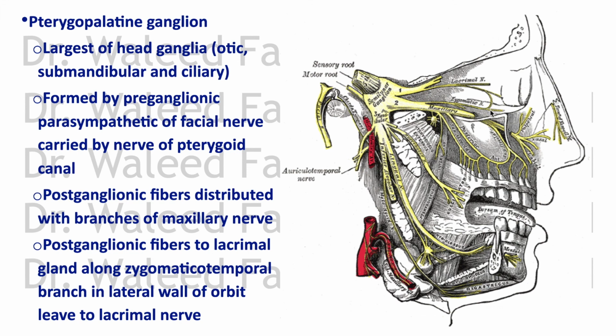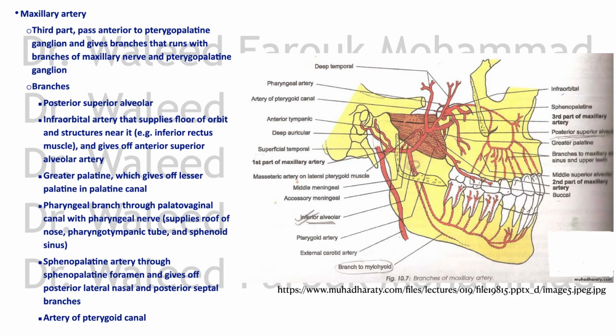See this connection? The zygomatic branch itself is in the lateral wall of the orbit, and the connection is in the lateral wall of the orbit, I mean under the lining of the orbit, and it goes to the lacrimal nerve, then directly to the lacrimal gland. This is how the lacrimal gland got its parasympathetic supply.